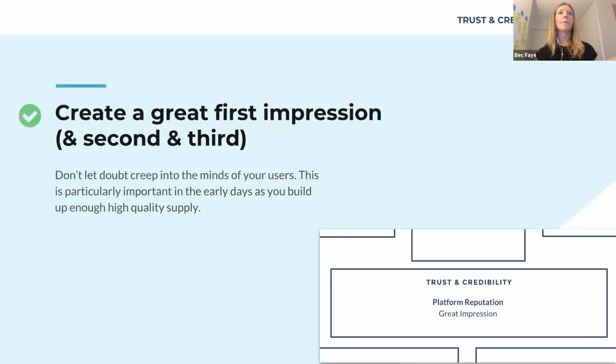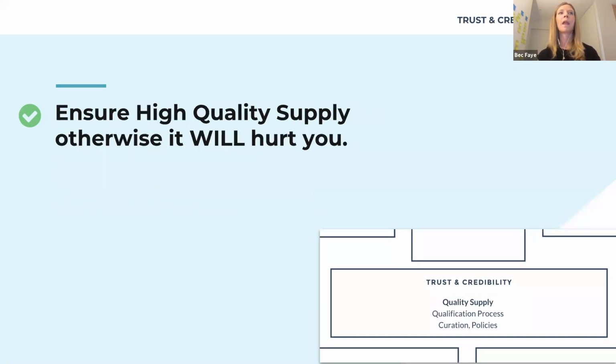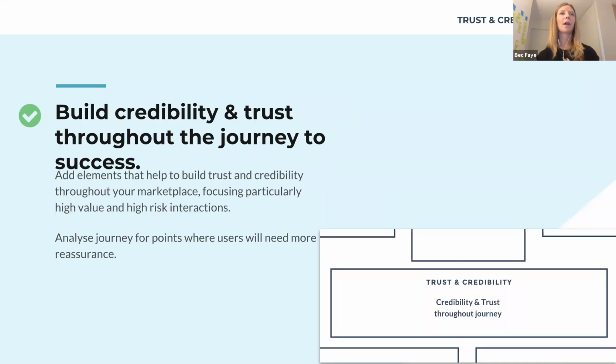It's all about creating a great first impression, and a second and a third. Don't let doubt creep into the minds of your users. This is particularly important in the early days as you build up enough high quality supply. You want to make sure the quality of supply is high, otherwise it will hurt you in the long run. This is where you can look at things like qualification processes, curation, and policies. How do you make sure that the supply is meeting a particular standard? How do you build credibility and trust throughout the journey to success?